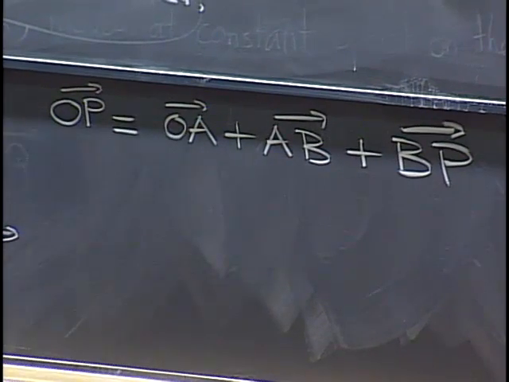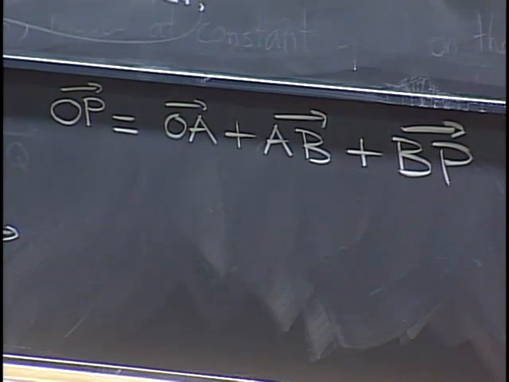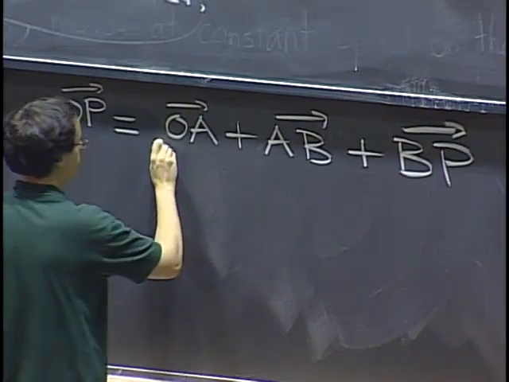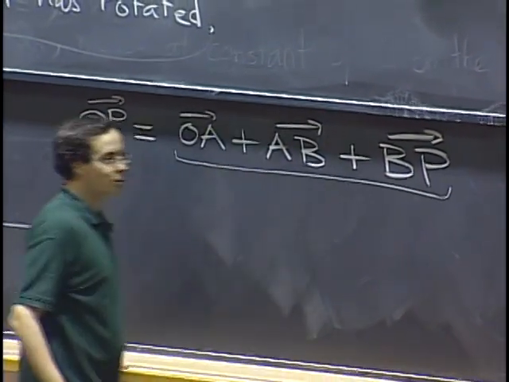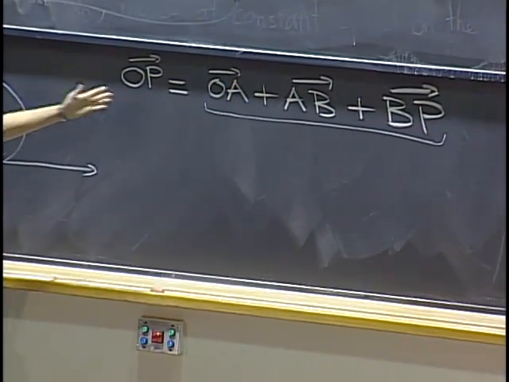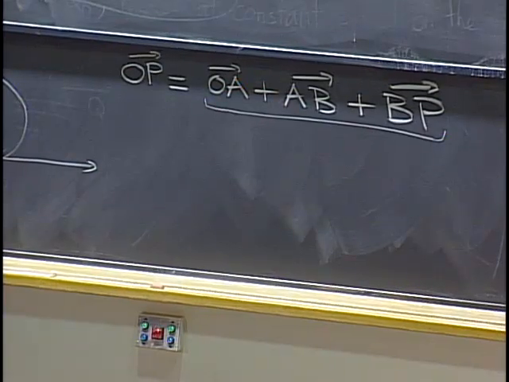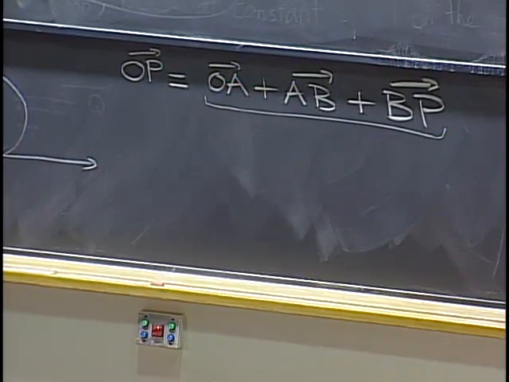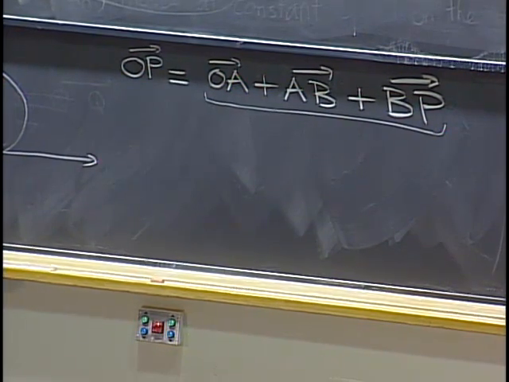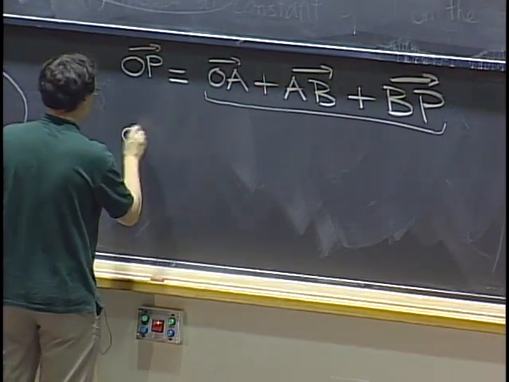So let's do that. So now we've greatly simplified the problem. We had to find one vector that we didn't know. Now we have to find three vectors that we don't know. But you'll see each of them is actually fairly easy to think about. So let's see. Should we start with vector OA maybe?